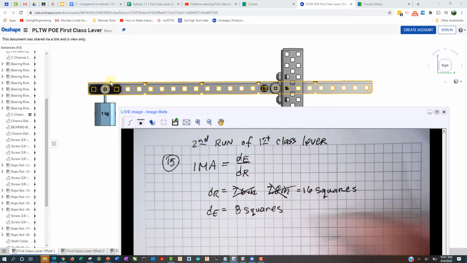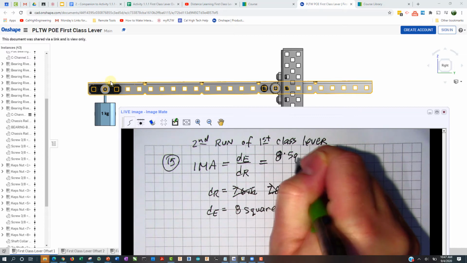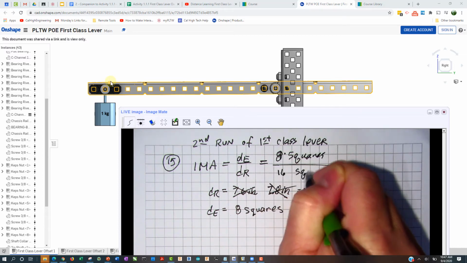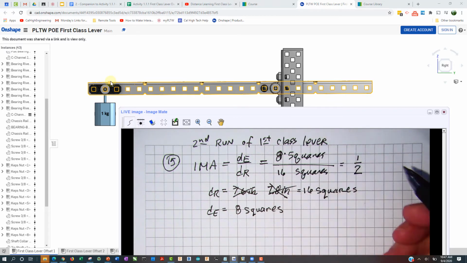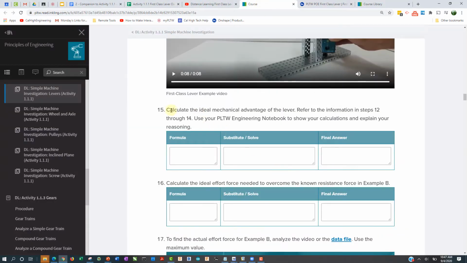And the reason we can do squares is because we're just taking a ratio. So I'm going to get effort is 8 squares divided by 16 squares. IMA is equal to 1/2. All right. Let's come back here. So we did number 15.